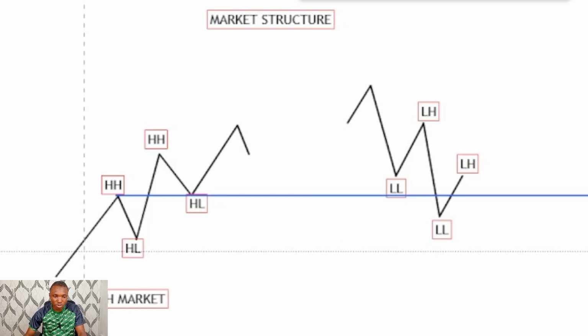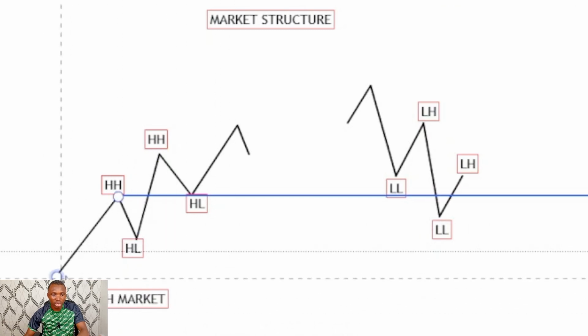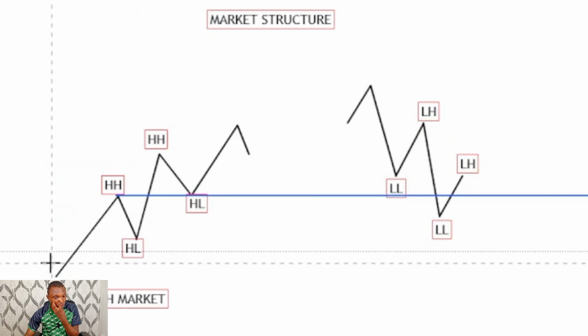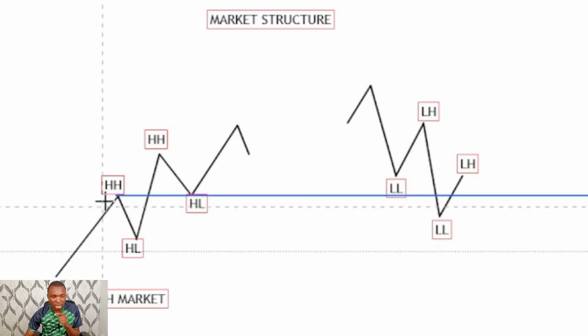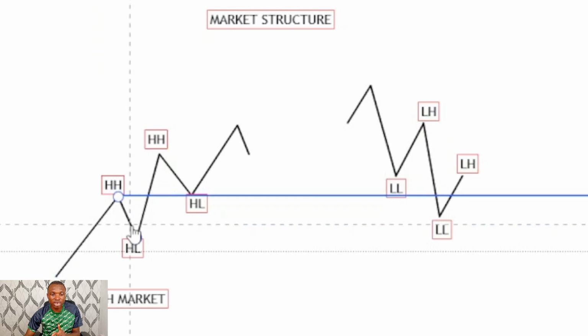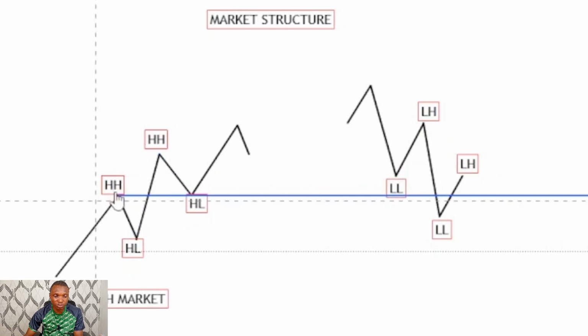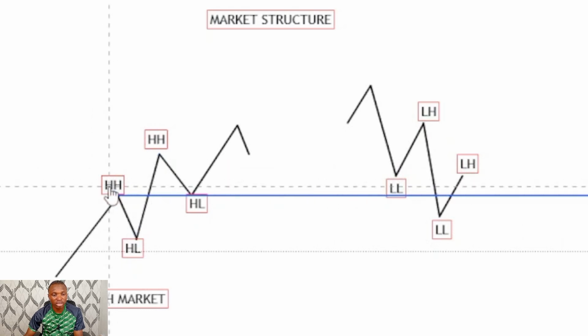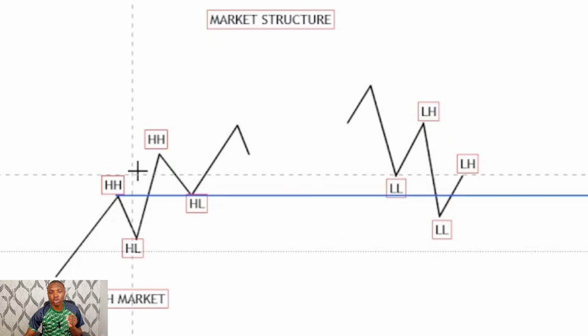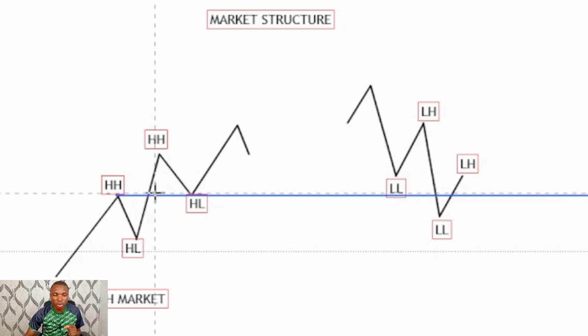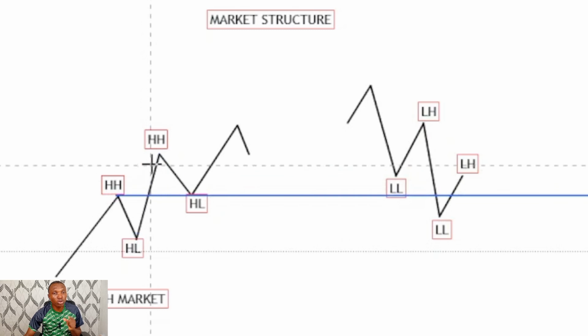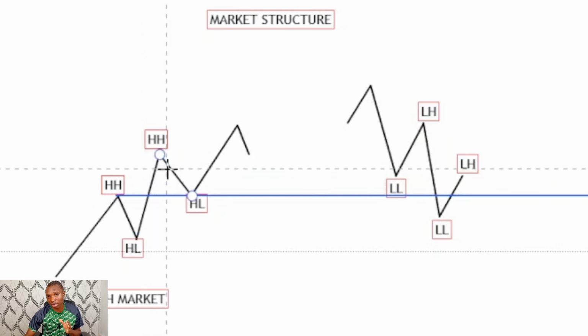Now when it comes to this bullish market, you will notice that once it's going up and it creates a support, then it breaks the previous high, right? Once it breaks the previous high that was created, that means the market is trending. And usually when it breaks the previous high, it will go back to retest that particular area.